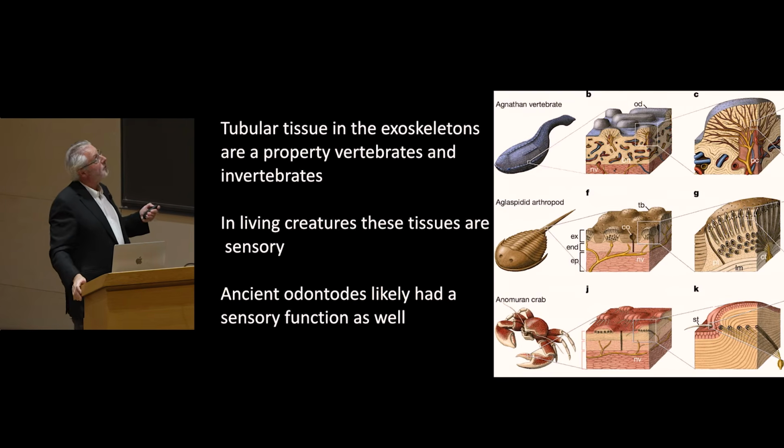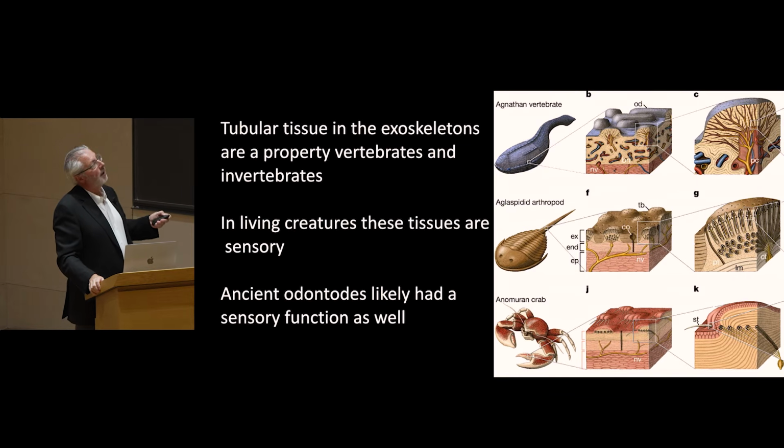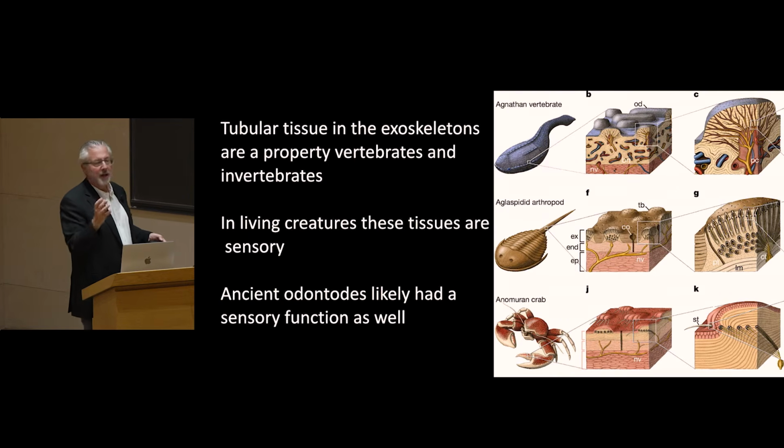So tubular tissue is seen in the exoskeletons of vertebrates and invertebrates. It's a very common thing. And here you see it in a true vertebrate. Here you see it in that agalaspid arthropod, that invertebrate I showed you before. Here you see it in a crab. You could see tubular structures. Not identical, but you see tubular structures, and they're oftentimes with a separate little knob that it fits in.